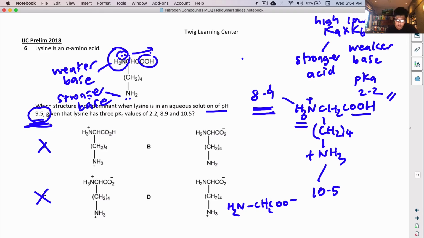Sorry, anyway, this should be just a CH. Okay, last part here, this 10.5. 9.5 is actually below 10.5, so the medium is treated as more acidic, which means I think it will still remain as an acid at the end. So this one should be NH3 plus. So which means the answer has to be D. Answer has to be D.